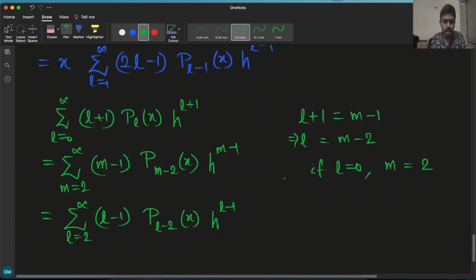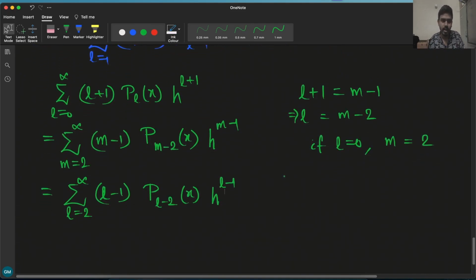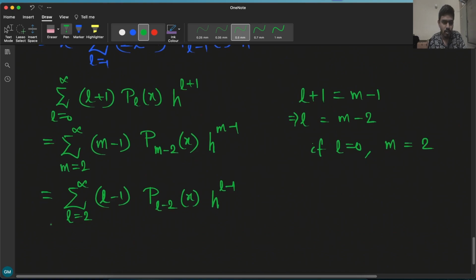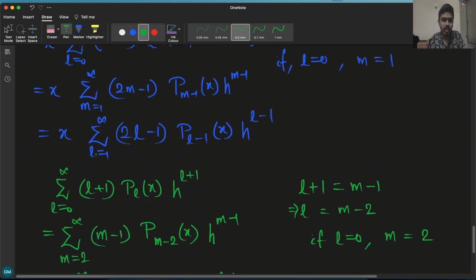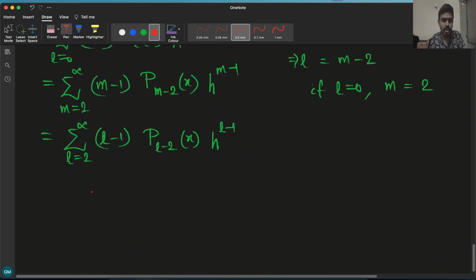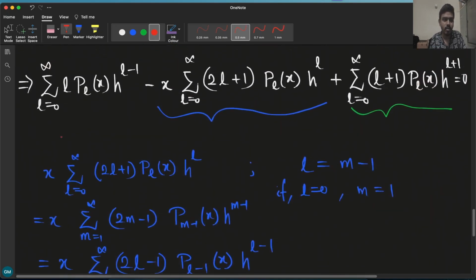Now the problem hasn't been solved entirely, because here the summation is starting from l equals 2, here the summation is starting from l equals 1, and here it is starting from l equals 0.